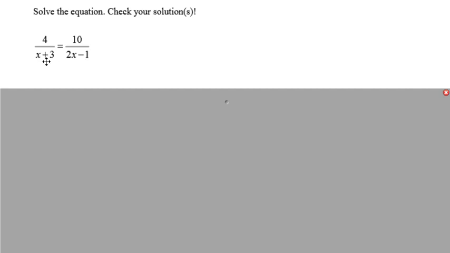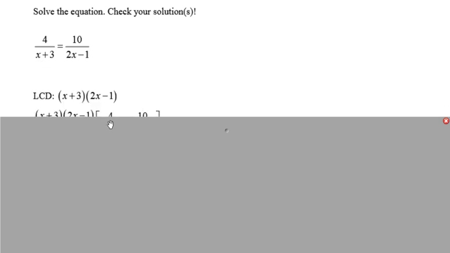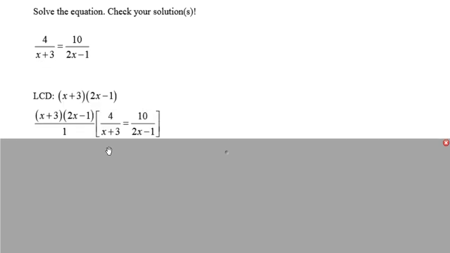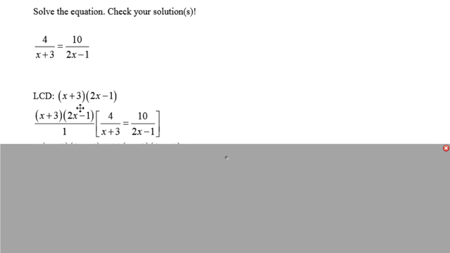Now denominators mean we're dividing by that amount. So in order to undo the division, we're going to have to multiply by that amount. Since we're dividing by x plus 3, we're going to have to multiply by x plus 3. Since we're dividing by 2x minus 1, we're going to have to multiply by 2x minus 1. So the common denominator, what we're going to be multiplying by, is both of those pieces, x plus 3 and 2x minus 1. So again, when we multiply fractions, we multiply across numerators and denominators.